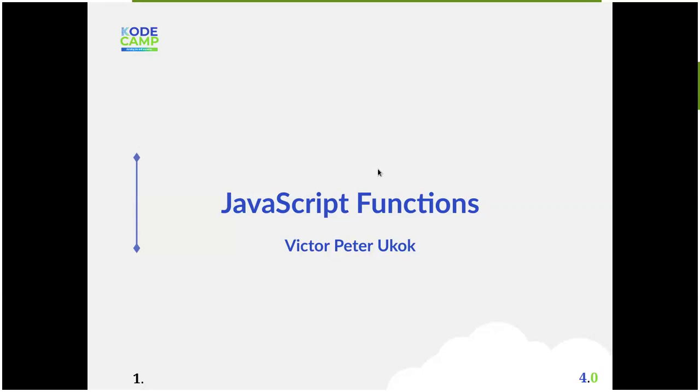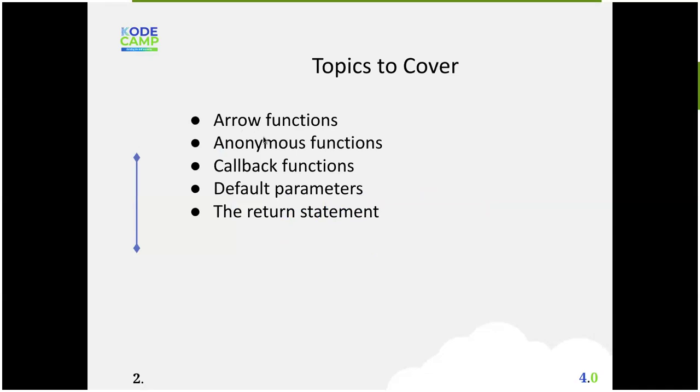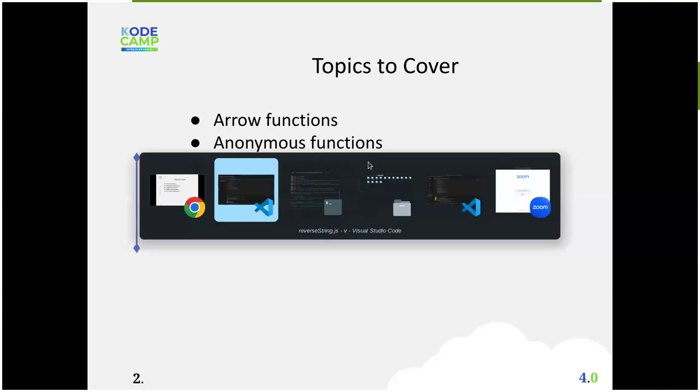Sorry about that. Okay, so in today's class, we are going to look at arrow functions, anonymous functions, and callback functions, right? And then we are going to look at how to declare default parameters in a function, and then we are also going to look at the return statement. Okay, so after we know that this is what we are going to do today, let's start already.